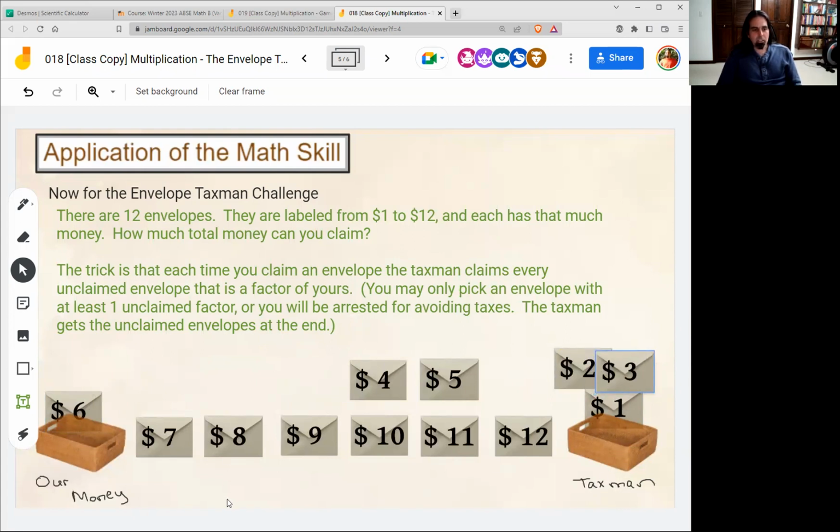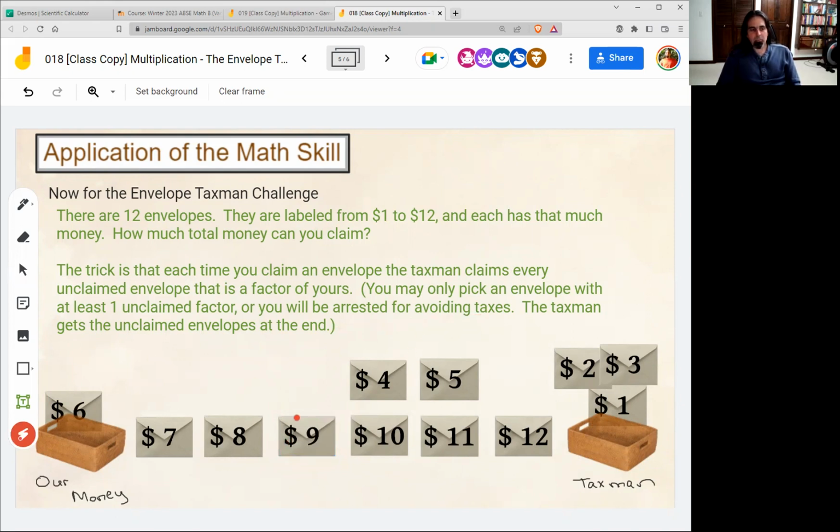And then for your next envelope, you could take 9. And there are factors of 9, like the 1, but that's already been claimed. And the 3, because 3 times 3 is 9, but that's already been claimed. So the rule is you're not allowed to take the 9. The taxman has to get something, or you will be arrested for avoiding taxes.